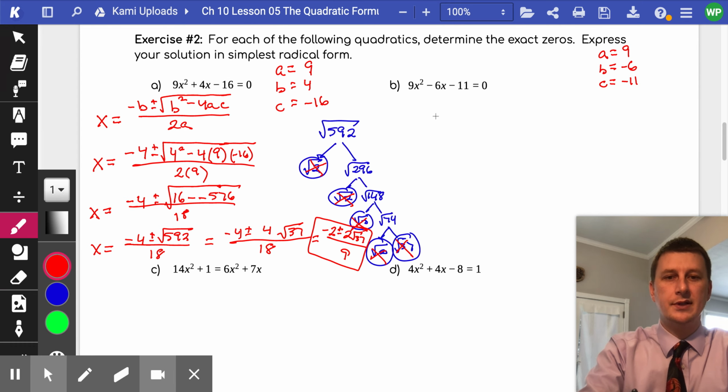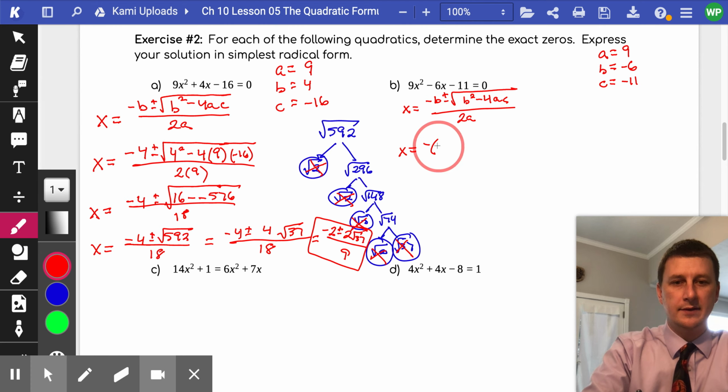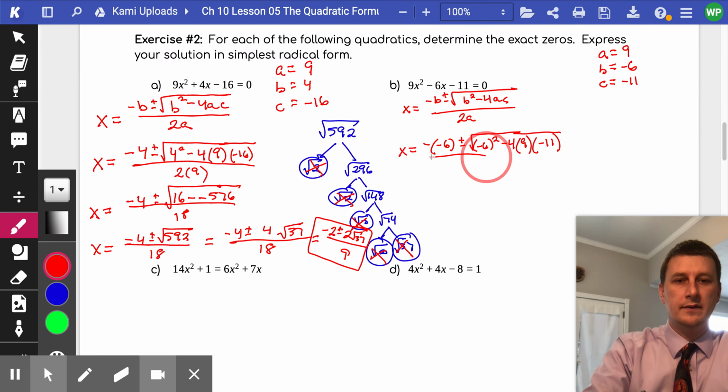Now that I know my values, I'm going to rewrite my quadratic formula. x is equal to -b plus or minus the square root of b squared minus 4ac, all divided by 2 times a. Okay, now I need to substitute in my exact values. So I'll have negative b, and b is -6, so I'm going to need a double negative, plus or minus the square root of b squared, make sure you put that -6 in parentheses, minus 4 times a times c, all divided by 2 times a, which is 9.